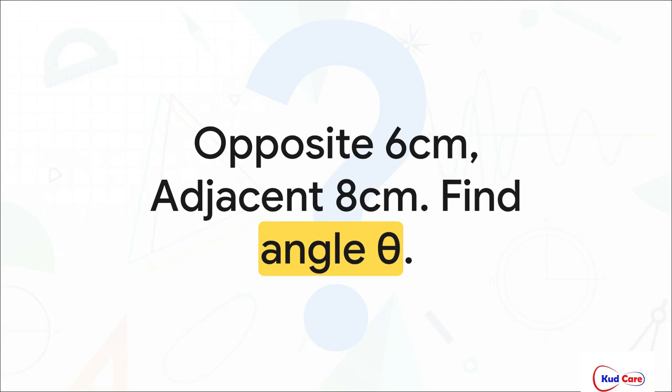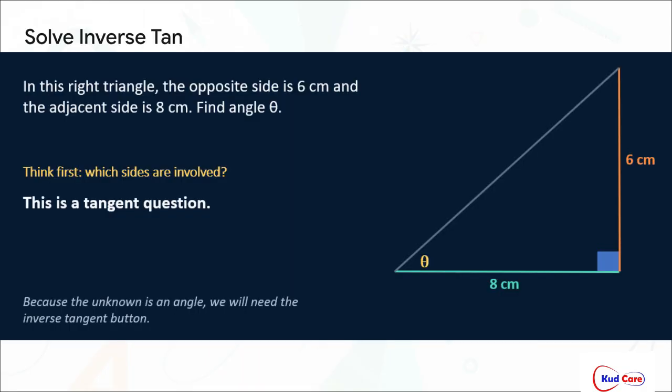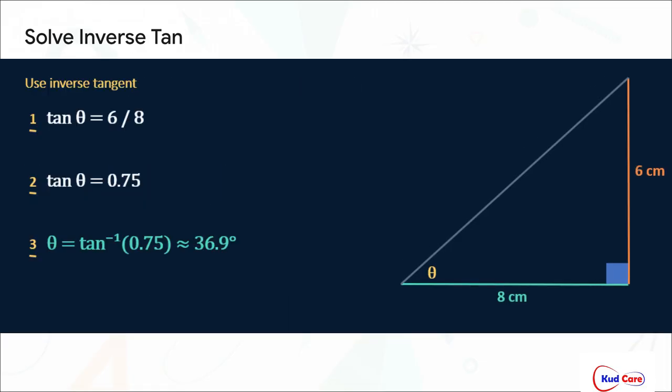In this puzzle, we don't know the angle theta. But we are given the opposite side, which is 6 centimeters, and the adjacent side, which is 8 centimeters. Because we're working with the opposite and adjacent sides, SOHCAHTOA says we must choose tangent. So we write tan theta equals 6 over 8. That simplifies to 0.75. Here's where we shift into reverse. We execute the inverse tangent function. tan inverse of 0.75, and the calculator reveals the hidden code. The angle is exactly 36.9 degrees.